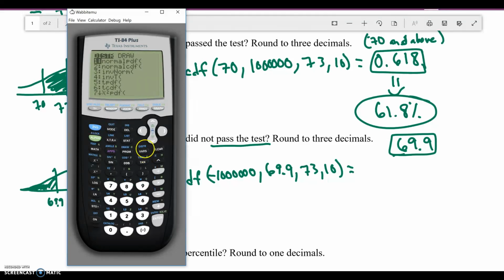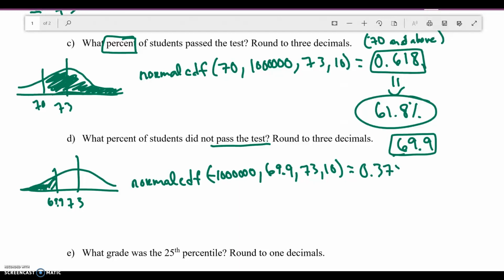So second vars, normal CDF. A really, really small number all the way to 69.9. That hasn't changed. So this is going to be 0.378, I guess. Okay, 0.378. So roughly around 37.8%.